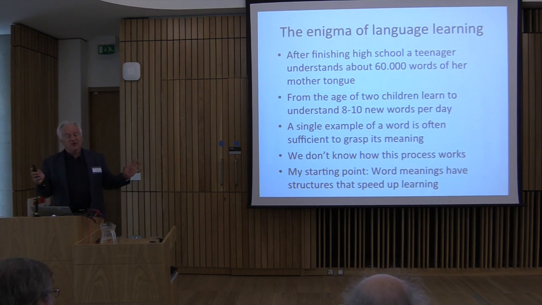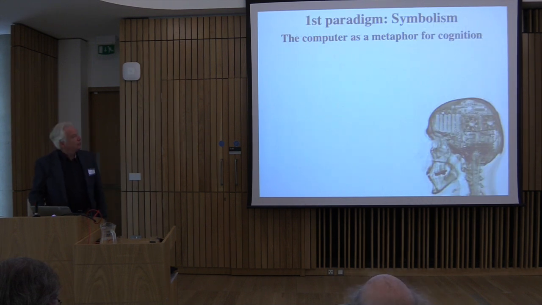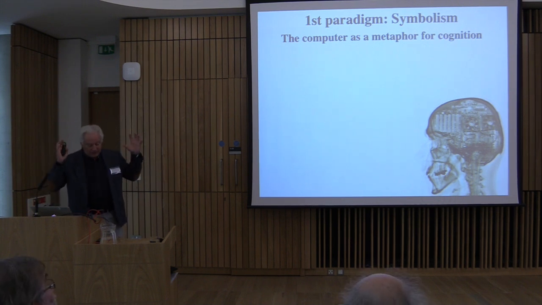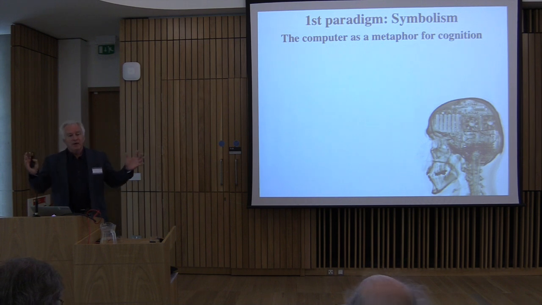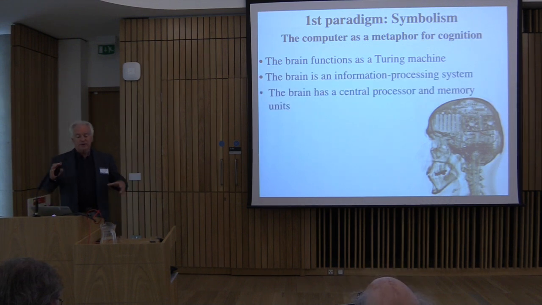Before I start with my book, let me give you a very brief summary of the main approaches to representing information. The first paradigm in cognitive science was what I call symbolism. The first idea in cognitive science was that the brain is a computer. The brain is a Turing machine, and it works with symbols. It's an information processing system, with a central processor and memory units and so on.